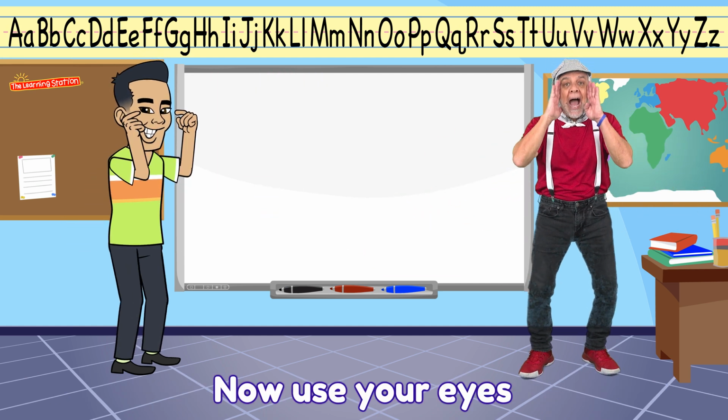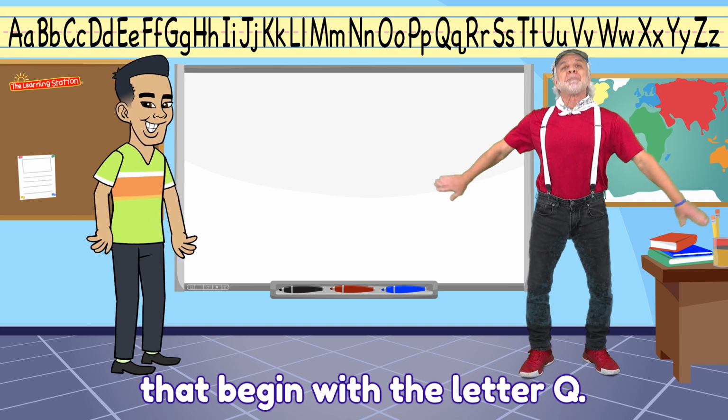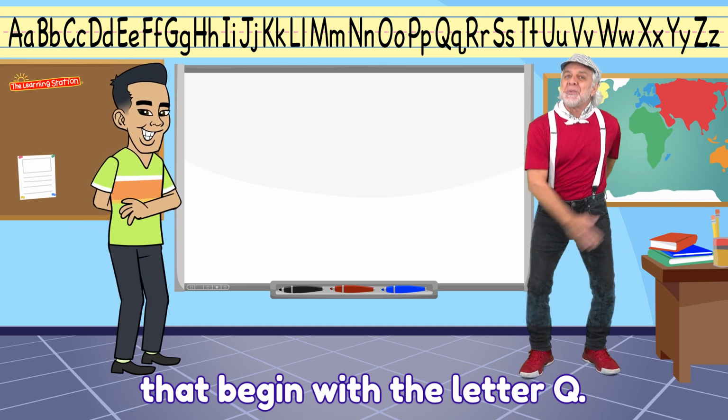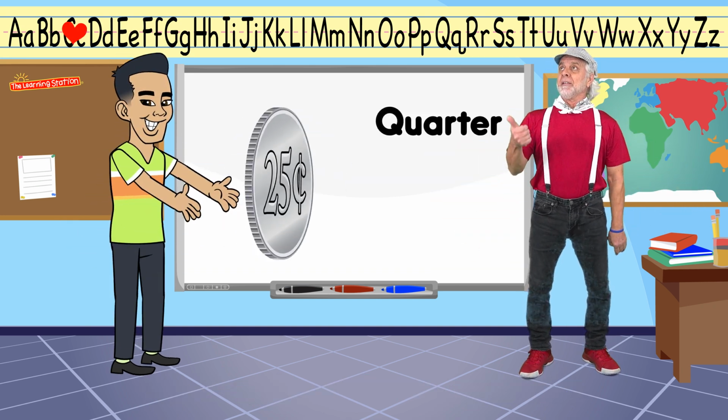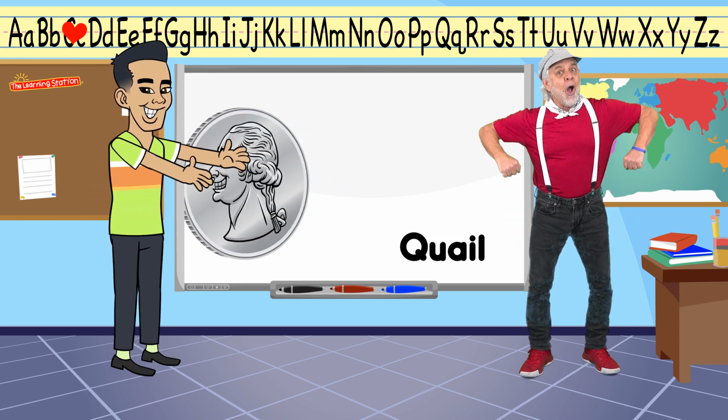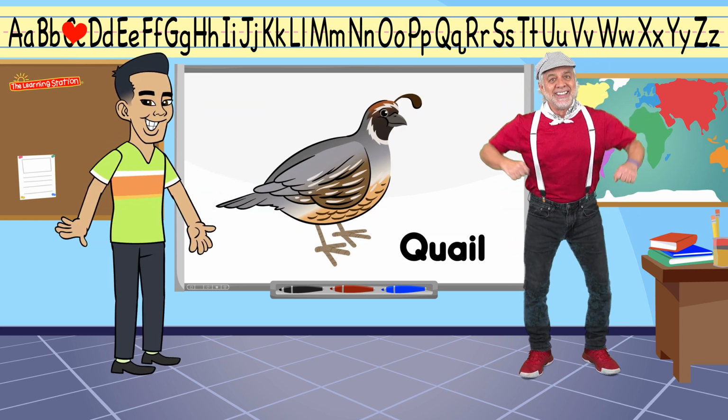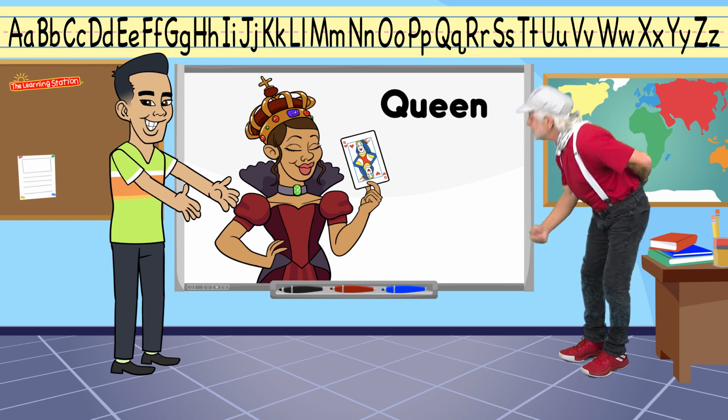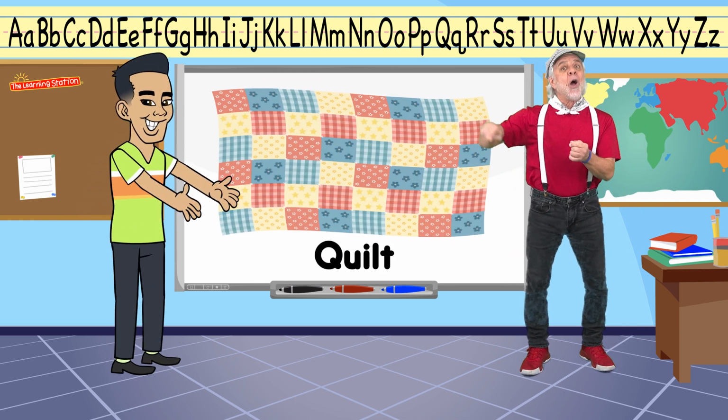Now use your eyes to see some words that begin with the letter Q. Quarter. Quail. Queen. Quilt.